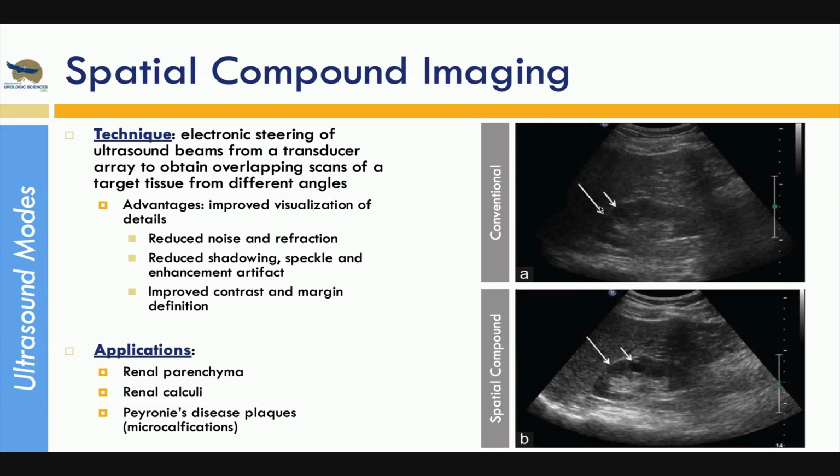And again, you can see the top image there is just conventional B mode ultrasound. The bottom, with the spatial compound, you can see a lot more crisp edges and contrast differentiation, which is helpful in things like renal masses, again, finding the margins of lesions.